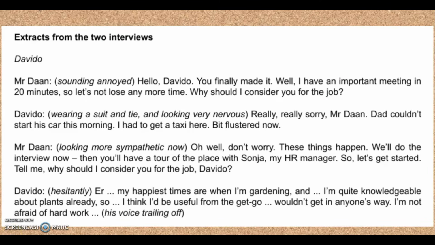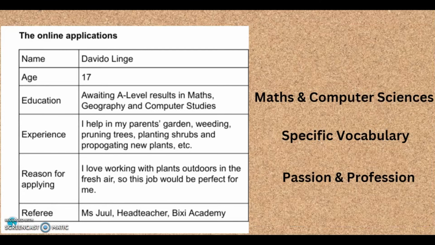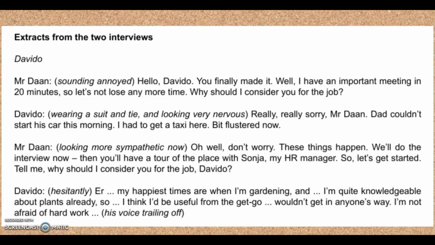Now we have the interview extract here. There's a conversation between Mr. Dunn and Davido, but we're more interested in Davido's responses so we could understand his personality well. It is written in the bracket that Davido is wearing a suit and a tie, which shows that Davido has some dressing sense too, which is very important for grabbing your client's attention. And there are chances in the future that he would represent the company well.